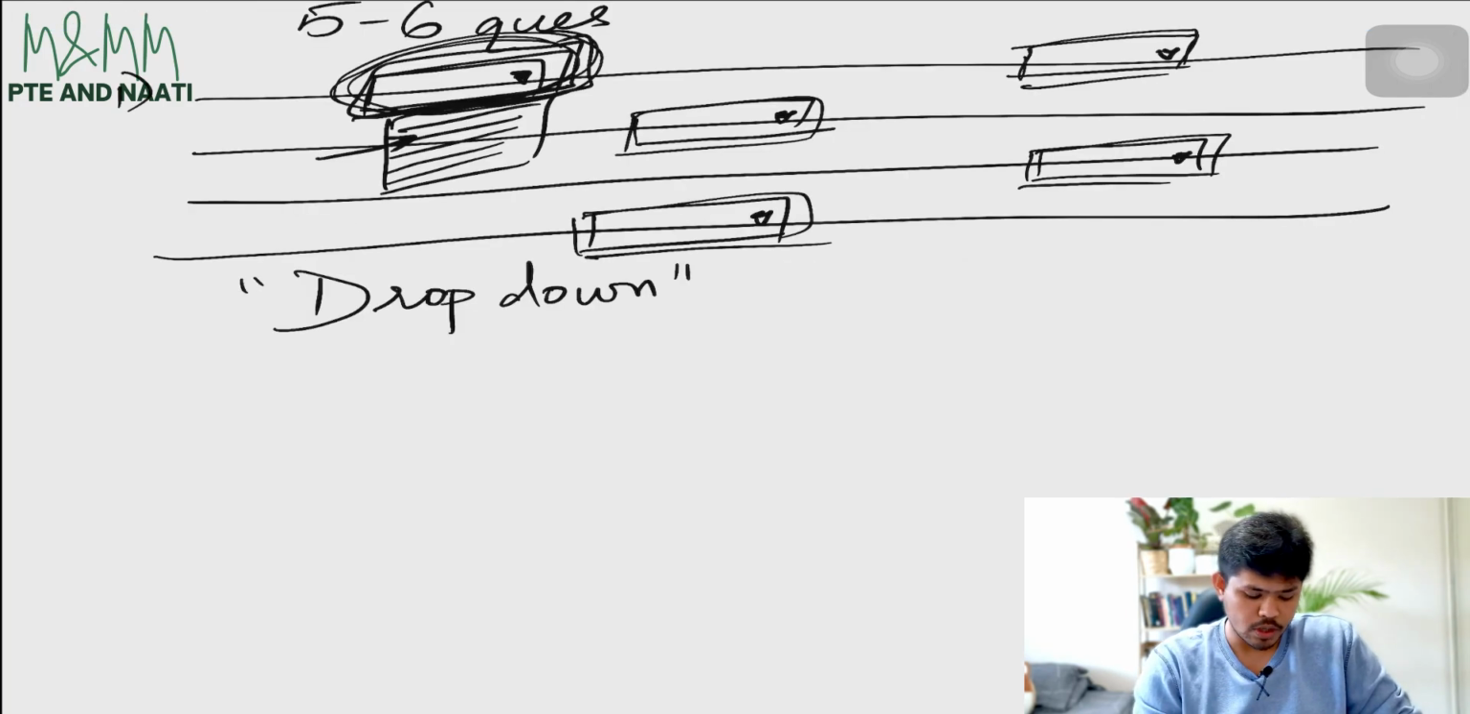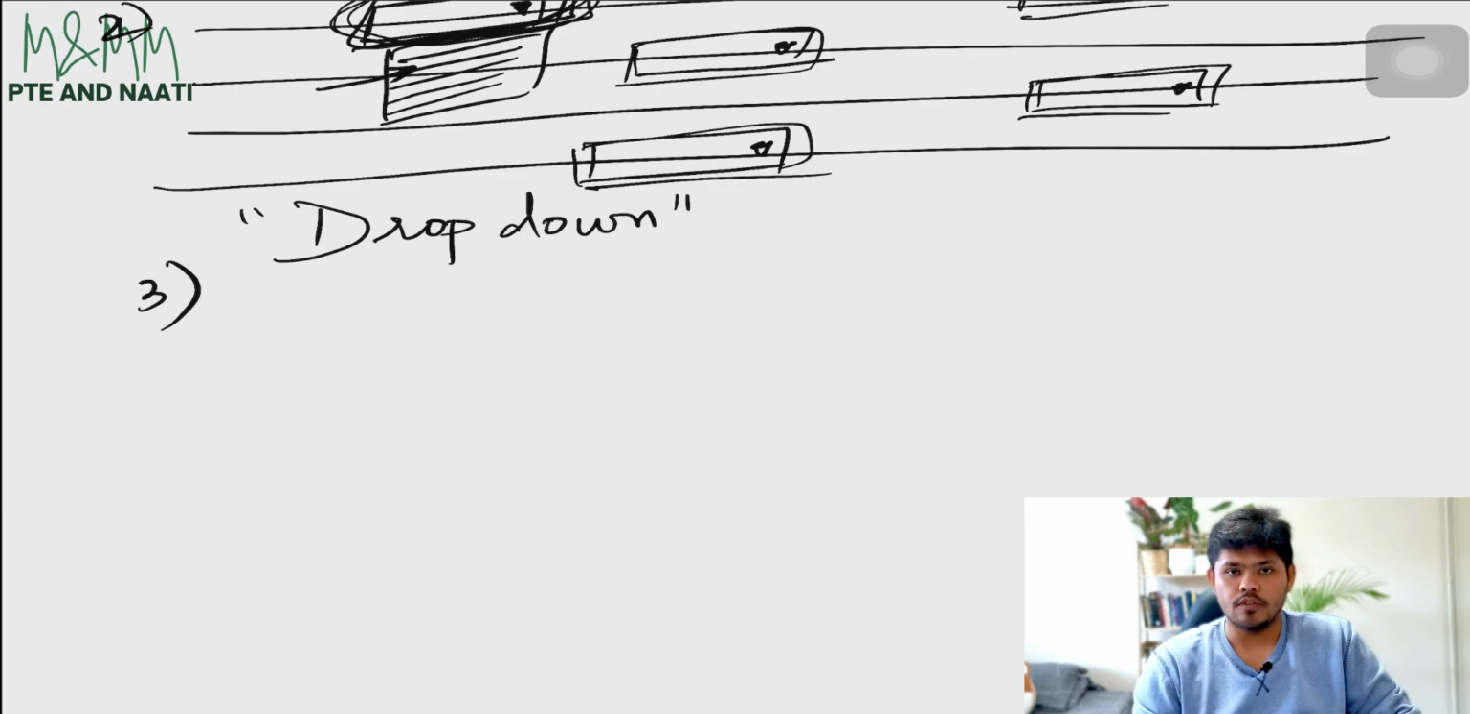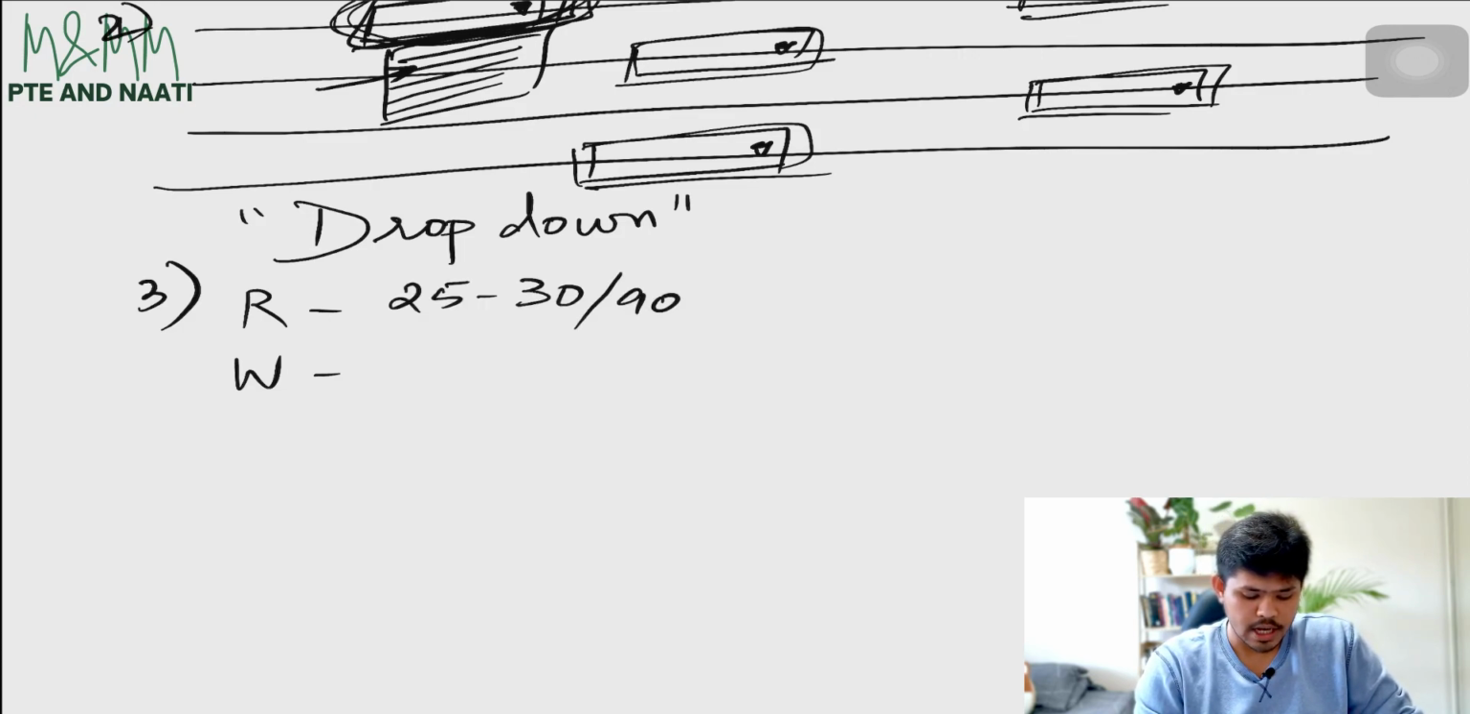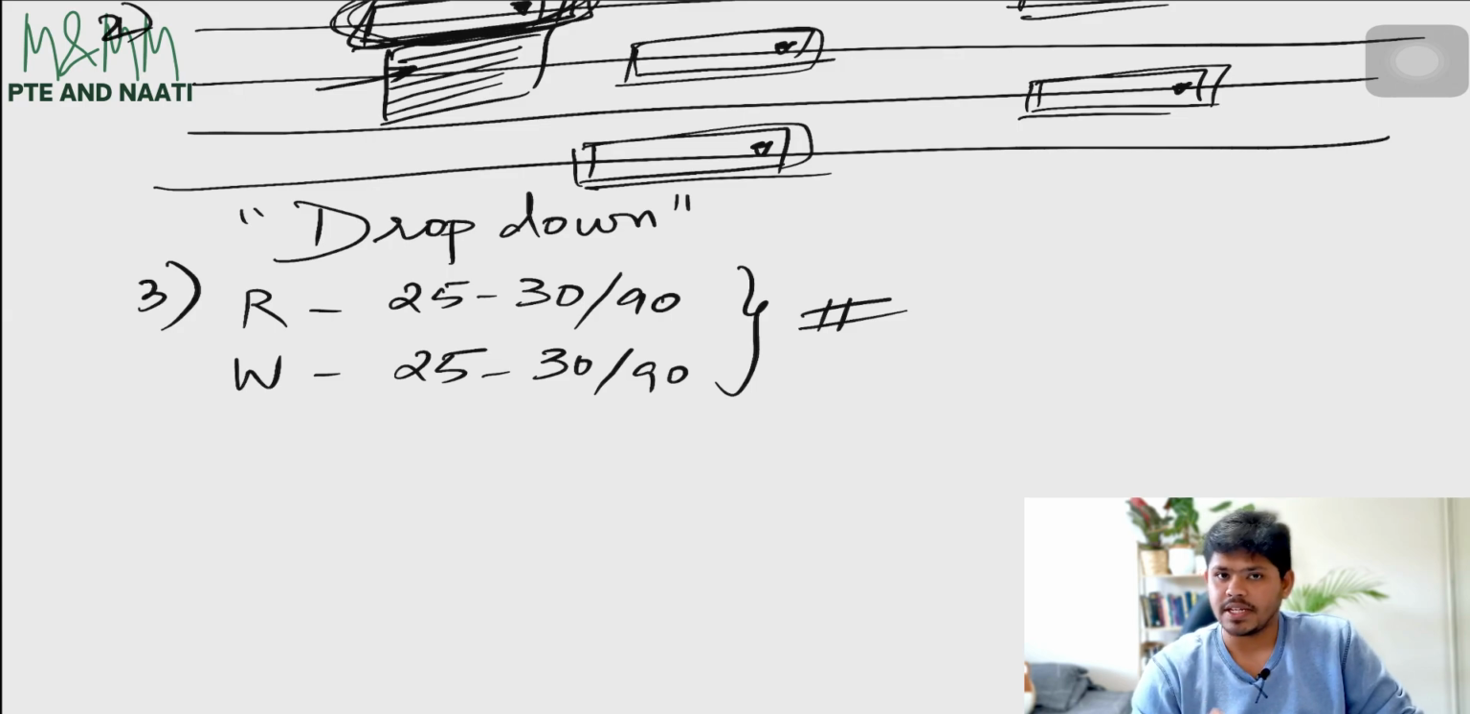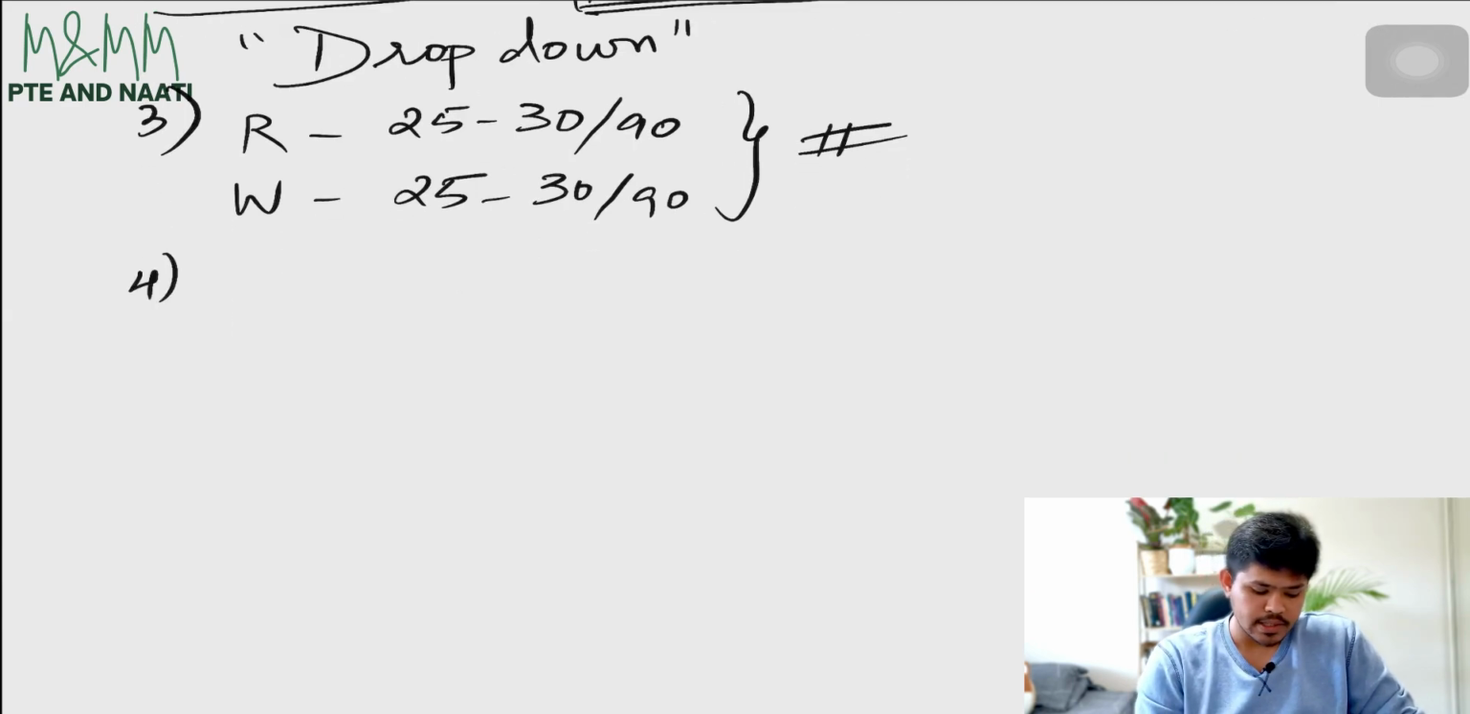Now the next thing that I want to cover over here is the weightage of this topic. Because the name itself is very clear, fill in the blanks reading and writing, the scores will go to both the reading and writing sections, and the weightage is around 25 to 30 marks out of 90 for reading and 25 to 30 marks out of 90 for writing as well. So that shows that this is a very, very important topic and we need to take it very seriously.